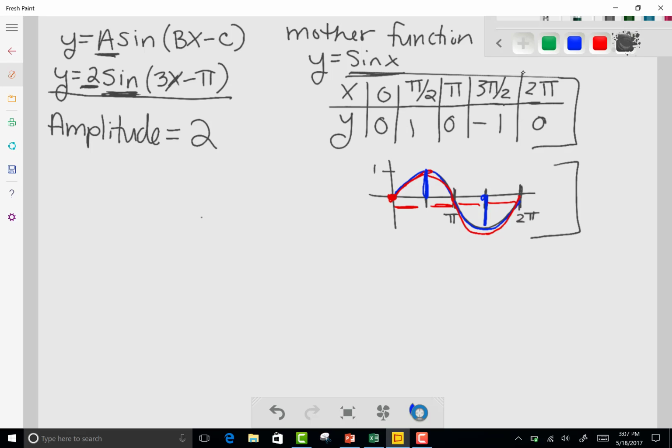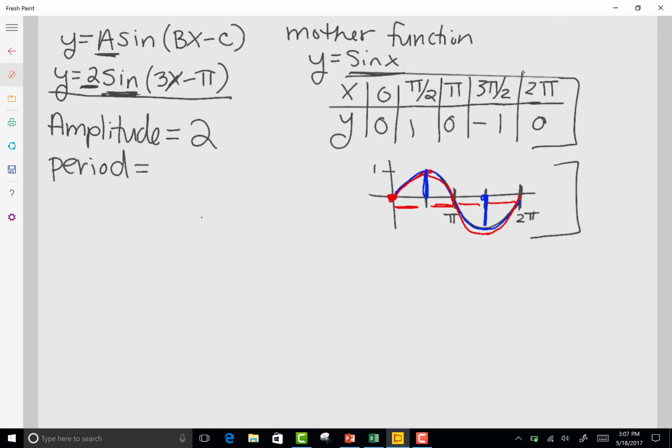Okay, the next thing we need to find is the period of our translated function. In order to find the new period of a translated function, you look at the period of the mother function and divide by the value of b. Since the period of my mother function sine is 2 pi, I'm going to take 2 pi and divide by the value of b, which in this case is 3. So that means a full cycle for my translated function, 2 sine 3x minus pi, is going to be 2 pi over 3. That's the length of one full cycle.